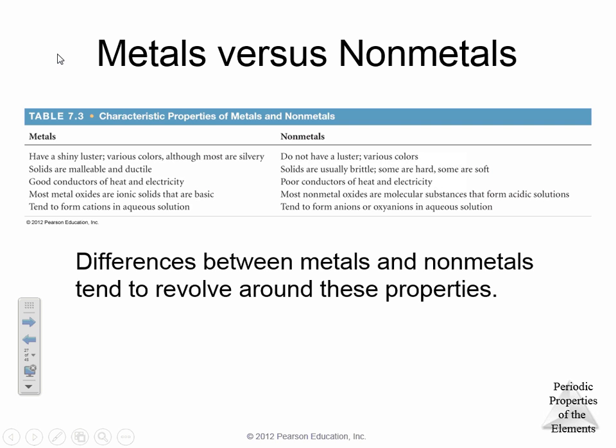So they are not very shiny. They have what we call poor luster. They are brittle. All right, some are hard and some are soft, but most likely they are brittle. They are poor conductors of heat and electricity. When nonmetal oxides form, such as NO or N2O3 or however it could be, or OCl2, they are acidic solutions. And when nonmetals form in solutions, they typically are anions or oxyanions. And an oxyanion is just an anion that has oxygen added to it. So there are some characteristics of metals and nonmetals.